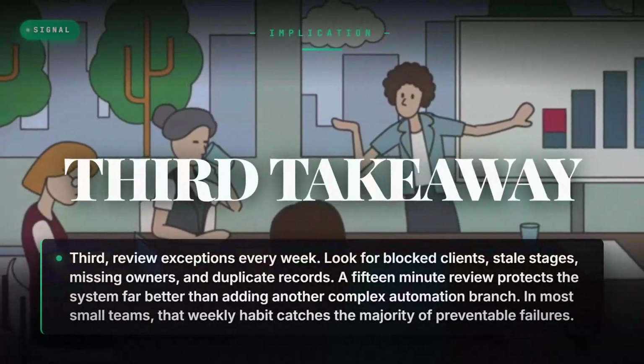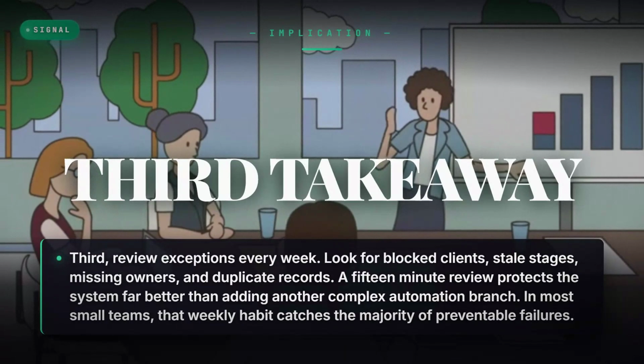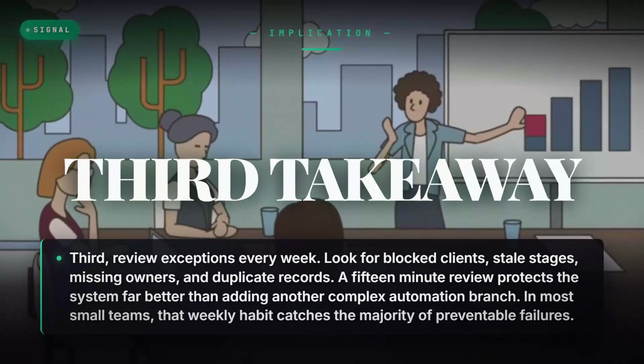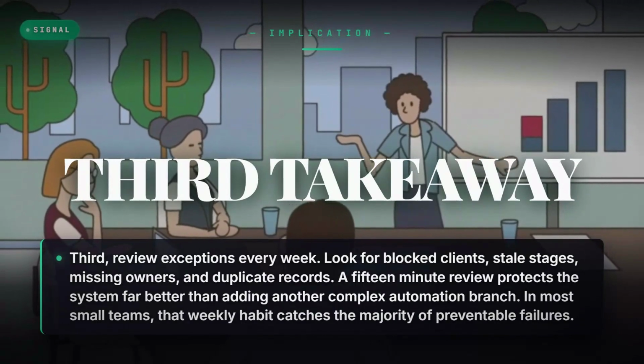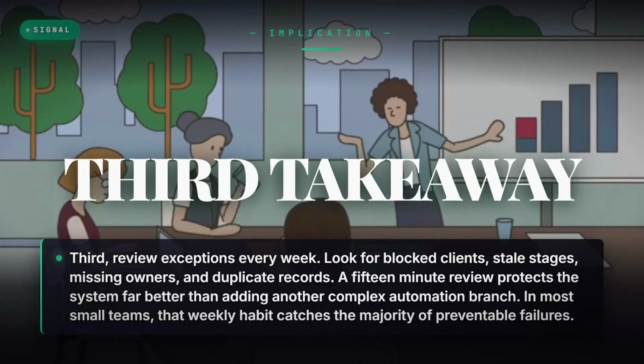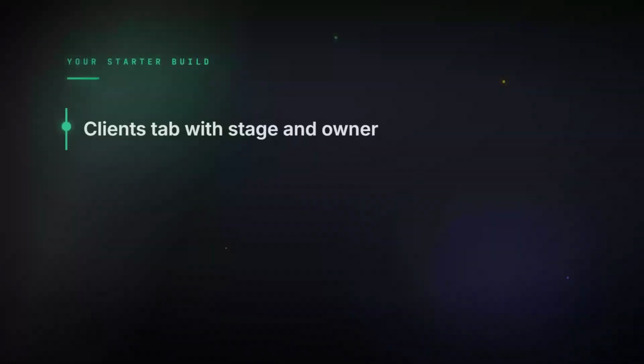Third, review exceptions every week. Look for blocked clients, stale stages, missing owners, and duplicate records. A 15-minute review protects the system far better than adding another complex automation branch. In most small teams, that weekly habit catches the majority of preventable failures.